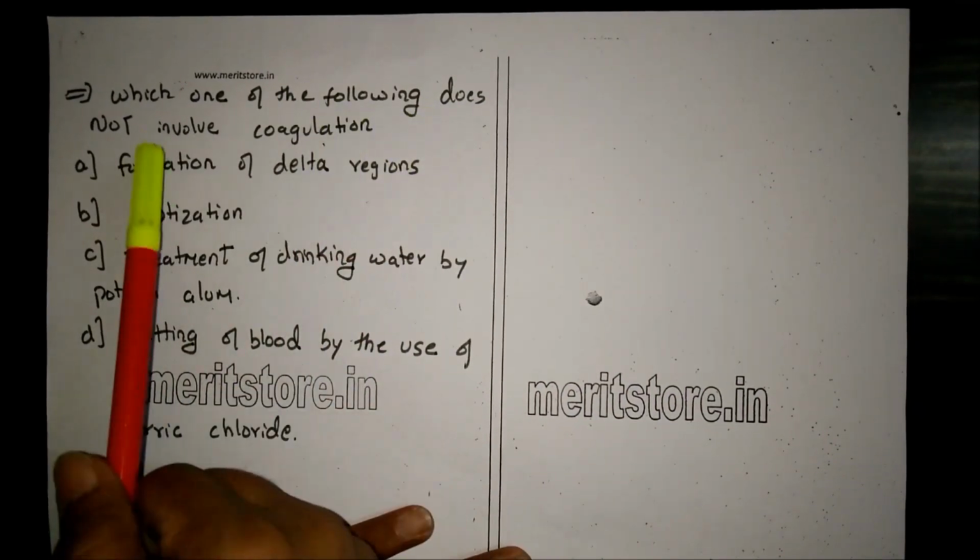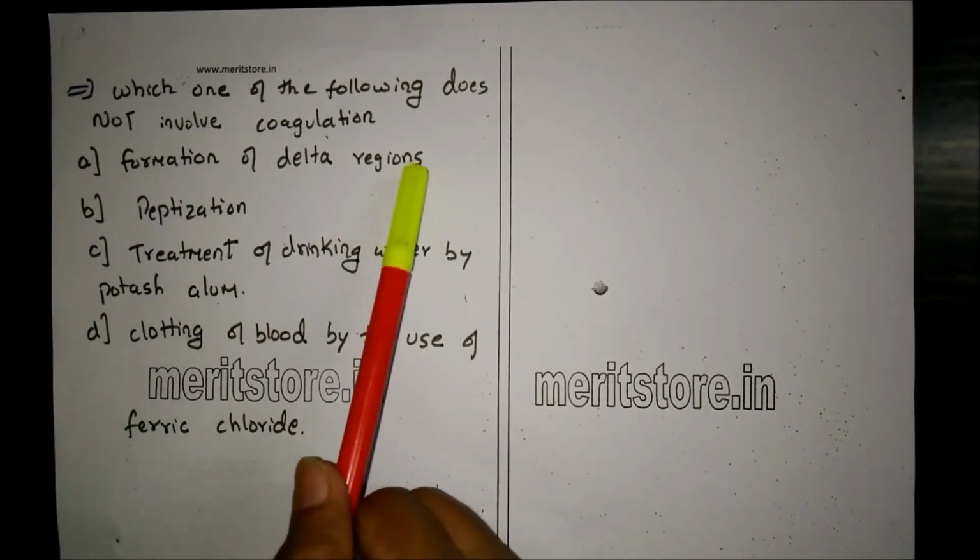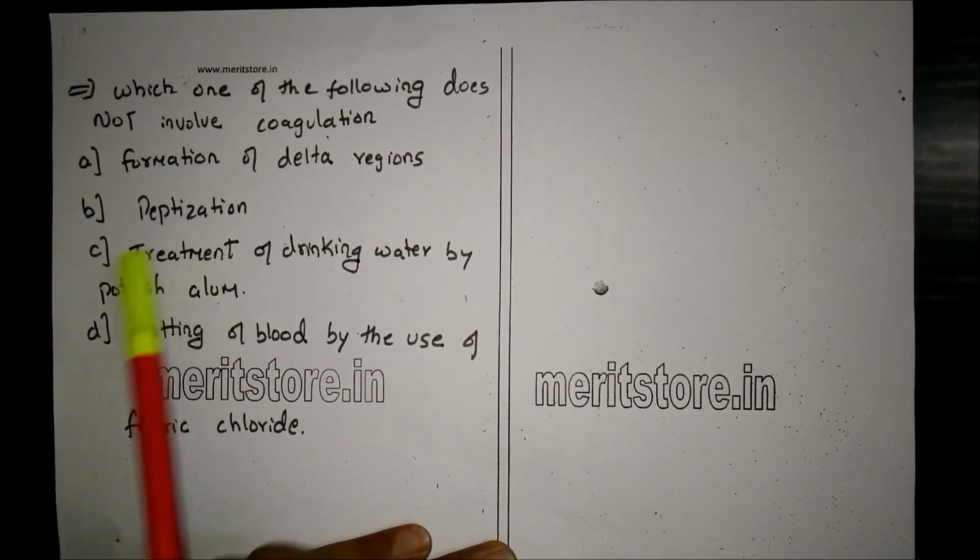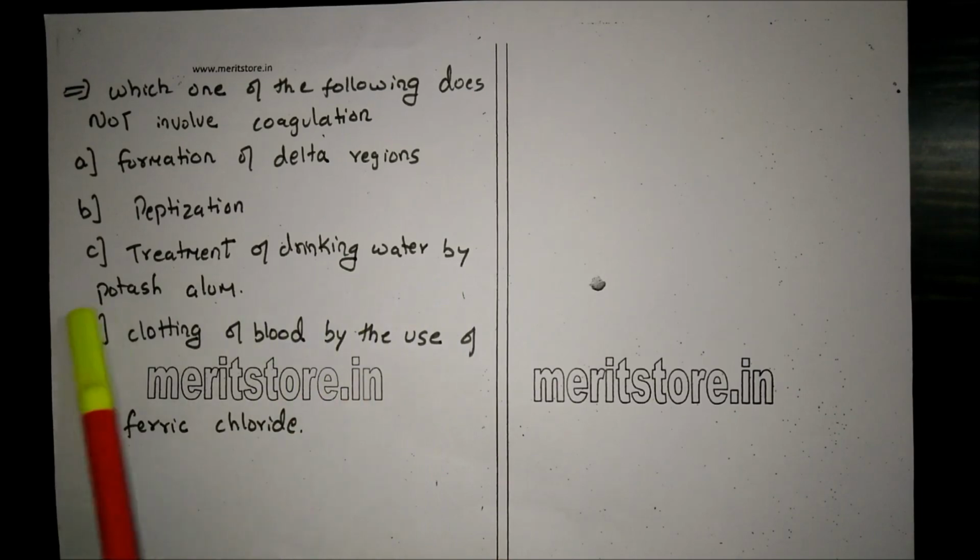Which one of the following does not involve coagulation? A. Formation of delta regions. B. Peptization. C. Treatment of drinking water by potash alum. D. Clotting of blood by the use of ferric chloride.